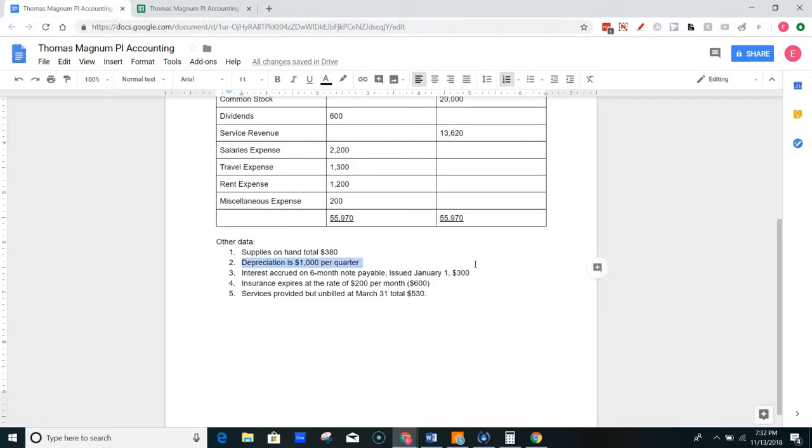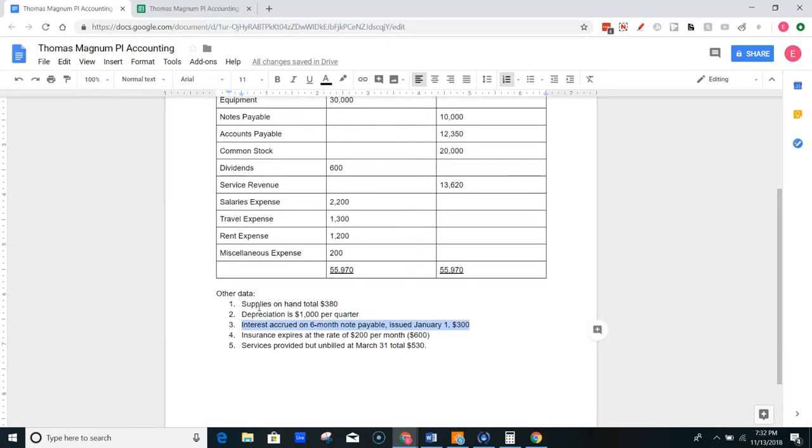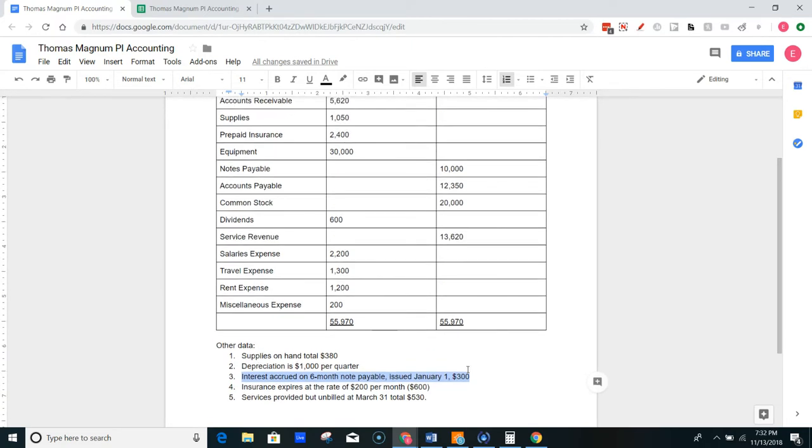All right. Entry number 3, interest accrued on a 6-month note payable issued January 1st, $300. Now, again, they were nice. They gave us the actual amount. Thank you, Mrs. Fishel. But they're not always going to be that nice. Sometimes they'll say, hey, your note payable, which here is $10,000. Note payable has a 10% interest, and it has a 1-year life.